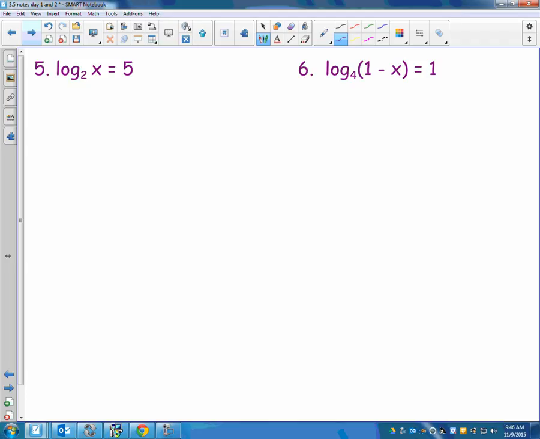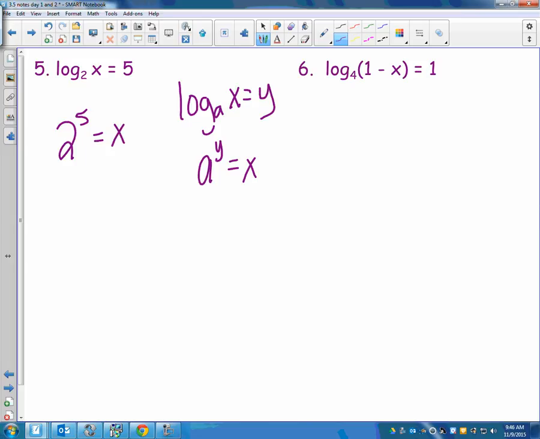Without a calculator, you have to know that if you have log a of x equals y, that's the same as rewriting it as what exponential problem? It would be a to the y equals x, right? This is the base, this is the answer. So she said we could rewrite this as 2 to the 5th equals x. The base, the power, and then the x goes there.